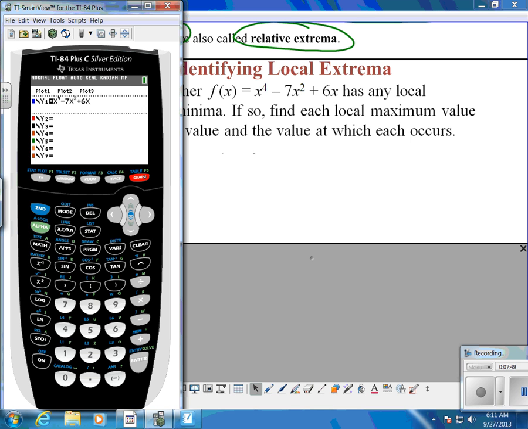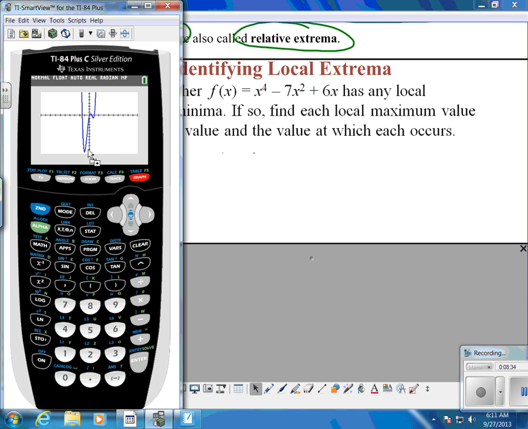I've already adjusted my window, so you can play around with getting your window to look nice. But what you should notice is the graph is decreasing, decreasing, decreasing, decreasing, and then all of a sudden it's increasing. So right here, that lowest point right there, that's going to be a minimum. And then it goes up, it goes up, it goes up, and then it comes back down. Well, right before it came back down, that would be a maximum, because it goes from increasing to decreasing. And then right away again, it goes from decreasing to increasing. So there's another minimum right there. So this graph actually has two minimums and one maximum.